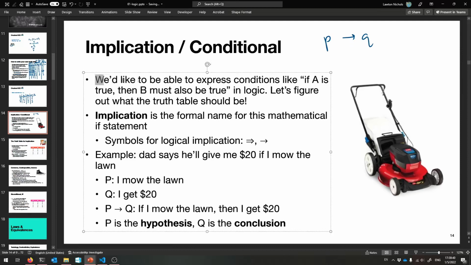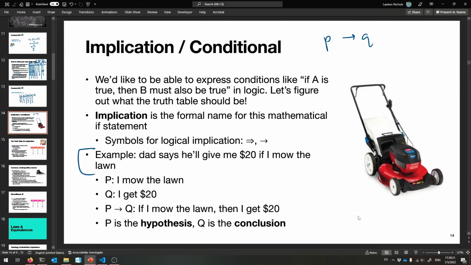So yeah, the idea is we want to be able to express conditions, things that might be true if something else is true. So like, if A is true, then B must also be true. We want to write that in logic. And so the first thing that we should probably do is, what should the truth table of that even look like? We'll figure that out. And then we need to make a symbol. So the symbol is that arrow, okay? And the operation, we call it implication or conditional. It's just the fancy name for a mathematical if statement, if you will, okay? And so here are your possible symbols for it, and we're going to figure out the truth table together, because it is a logical thing to do, and we can figure it out, okay?